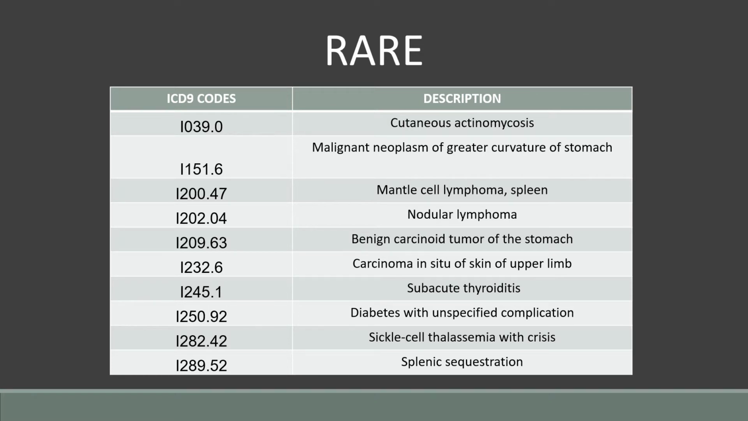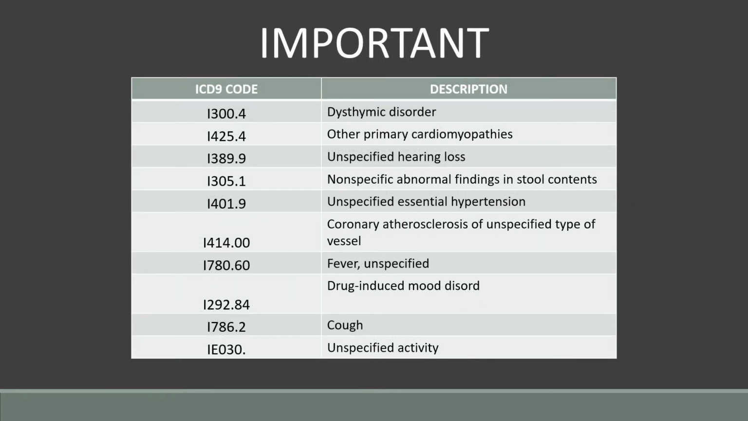Shown are examples of 10 rare diseases that are predictive. These are diagnoses that occur more than 29 times, but less than the other diagnoses. These are examples of 10 most predictive diagnoses that are not obvious: dysthymic disorder, other primary cardiomyopathies, unspecified hearing loss, etc.